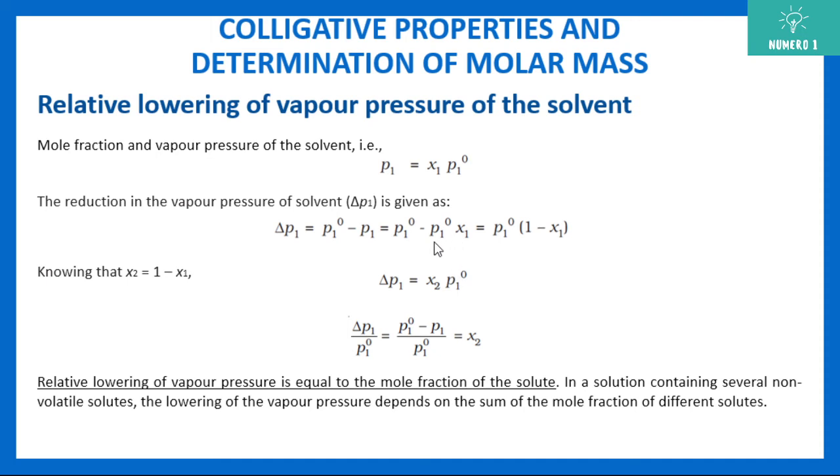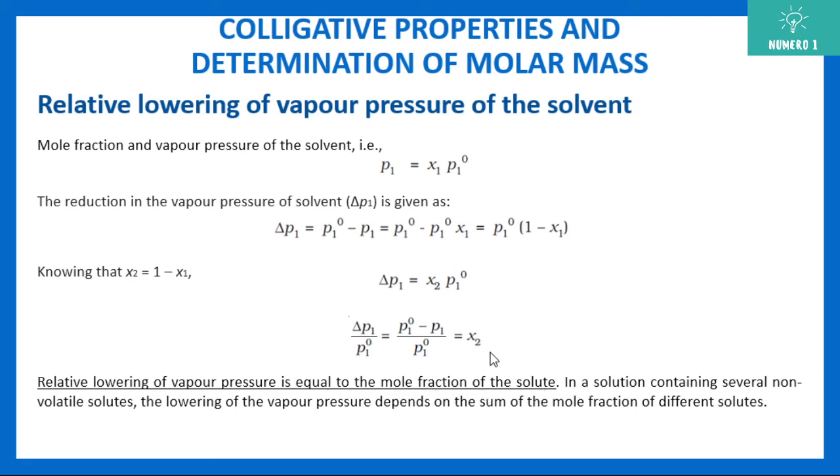So ΔP1 = P1⁰ − X1 P1⁰. You can take P1⁰ common, and this is the value. We know that X1 + X2 = 1, so we can write 1 − X1 as X2. Simply, ΔP1 = X2 P1⁰. So ΔP1 divided by P1⁰ is going to be your X2. So this is actually the relative lowering of vapor pressure. Relative lowering of vapor pressure is equal to X2. What is X2? X2 is the mole fraction of the solute. Relative lowering of vapor pressure is equal to the mole fraction of the solute.